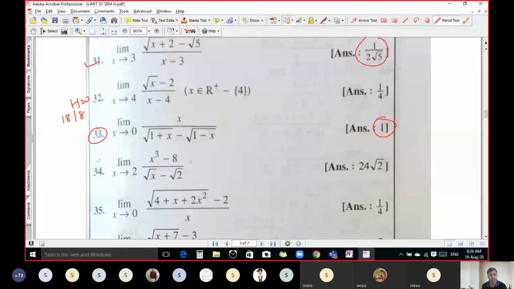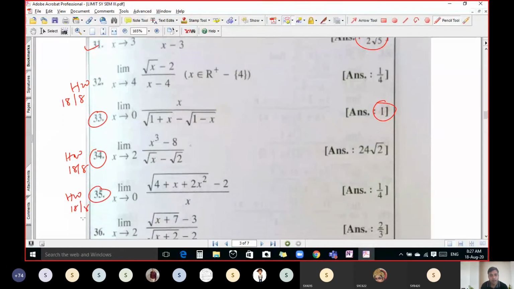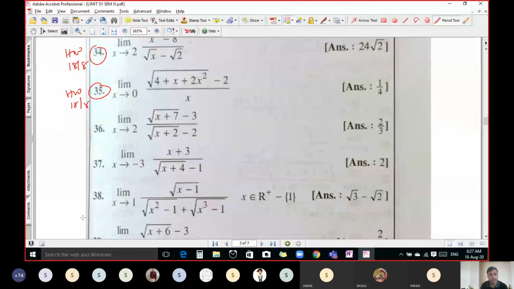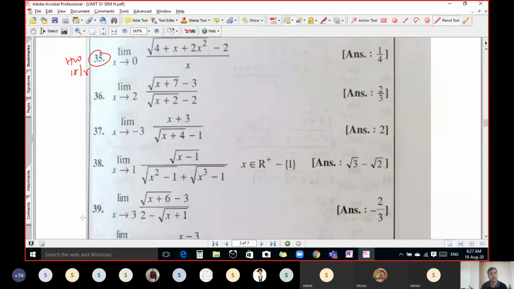Okay, consider this 34 is homework, 35. Let us do question number 36. This 37, that is also homework. Let us do question number 36.